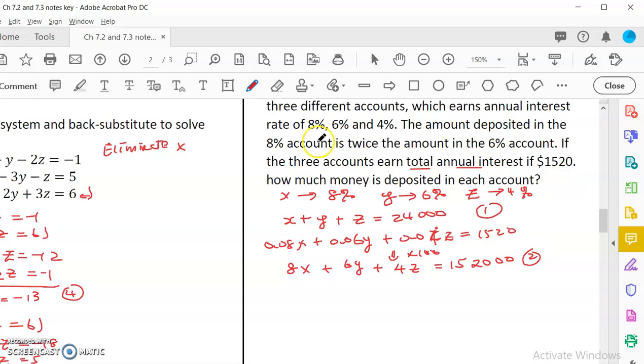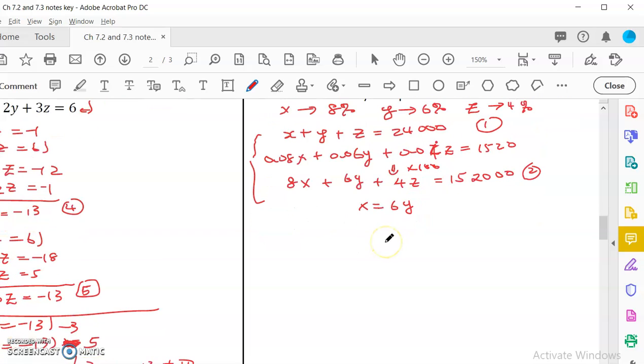The amount deposited in the 8% account is twice the amount in the 6%. So x is twice y. Okay, so we have these 3 equations. What's the best way to do it? I think by substitution. So substitute, oh no, twice is 2y. Whenever I see x, I just put 2y. So I would have 2y plus y plus z equal to 24,000. That means 3y plus z equal to 24,000.